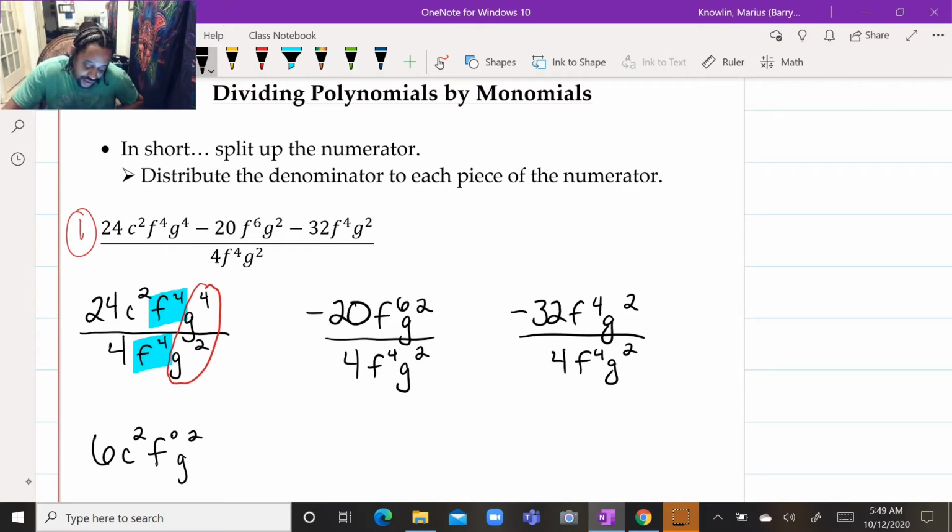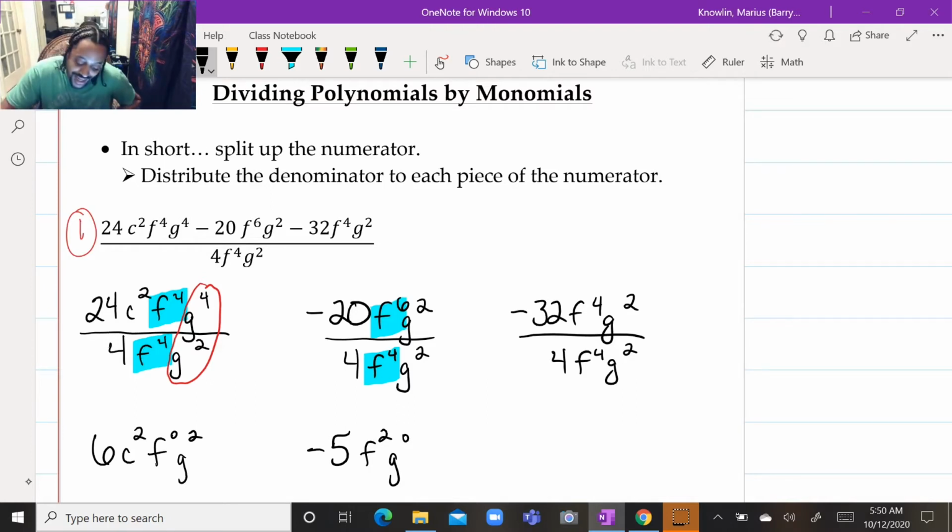Now we're going to take a look at the next one. Negative 20 divided by positive 4 is negative 5. And then we have our f's. One has f to the 6th, the other one is f to the 4th. We subtract the exponents. 6 minus 4 is positive 2, so that's going to be f squared. And then both of them have a g, and that's 2 minus 2, which is 0, so that's going to be g to the 0 power.